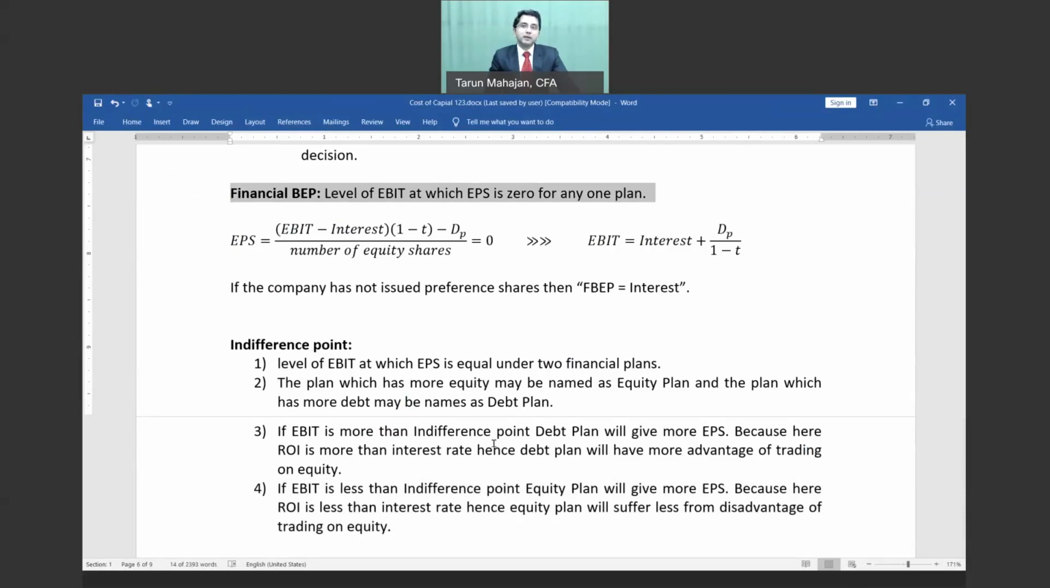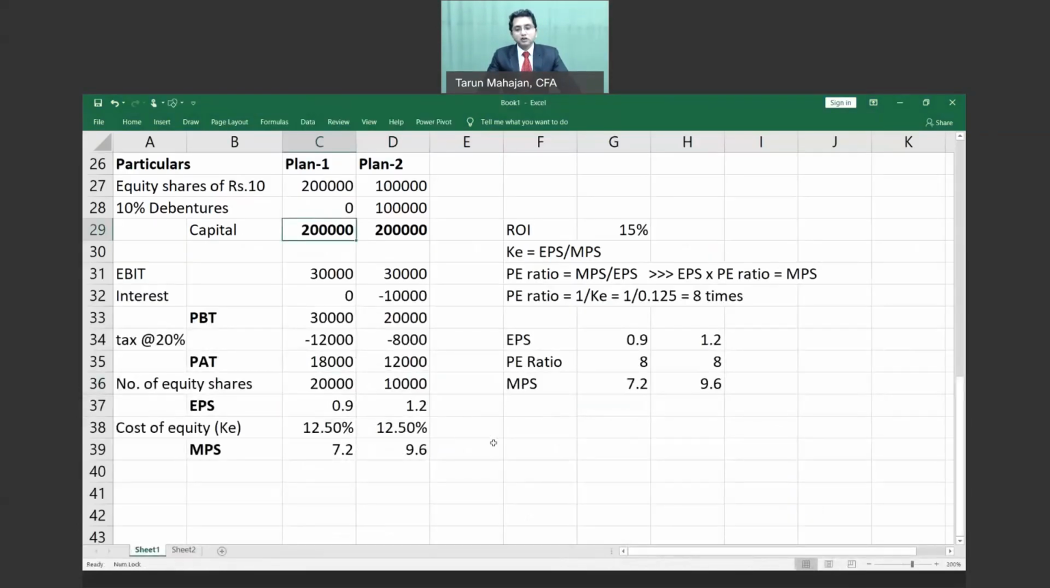At the financial break-even point, by simply looking at these figures, I can tell you the financial BEP. In plan number 1, at 0 EBIT, EPS will be 0. See, if I put 0 EBIT, there is no obligation of interest. So if I earn 0 EBIT, my EPS will be 0. But in the debt plan, 0 EBIT will give negative EPS because I have the obligation to pay interest.